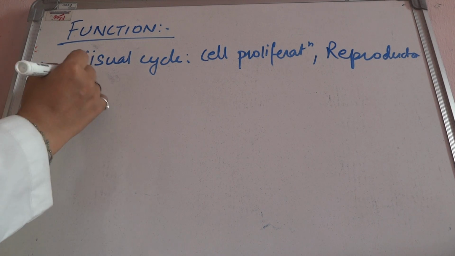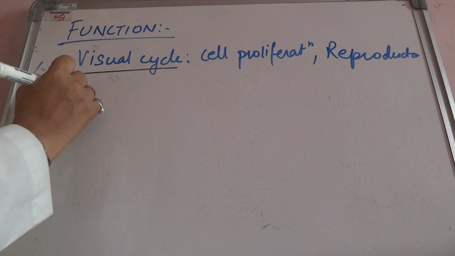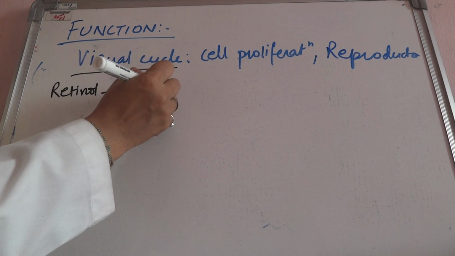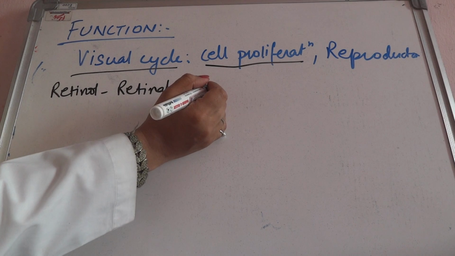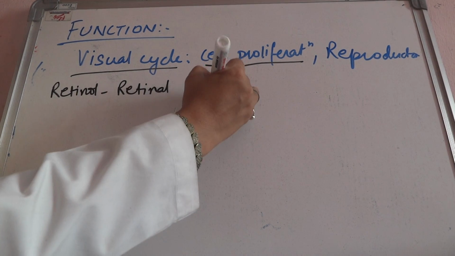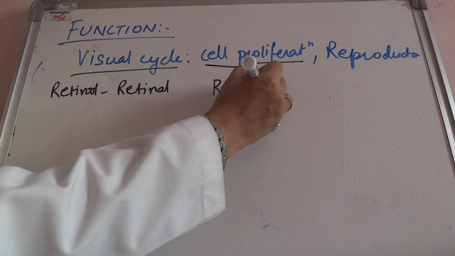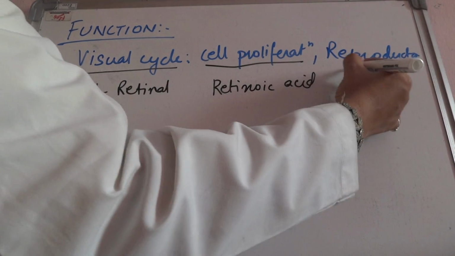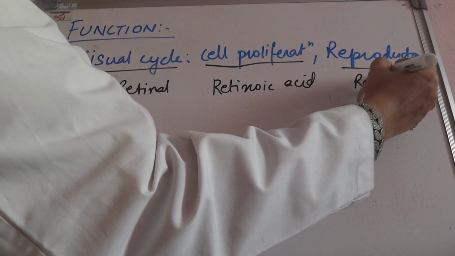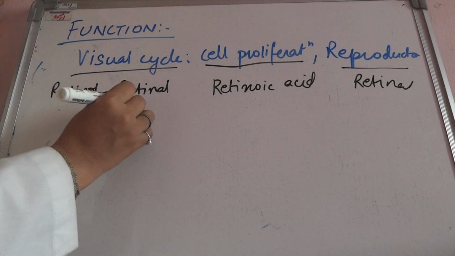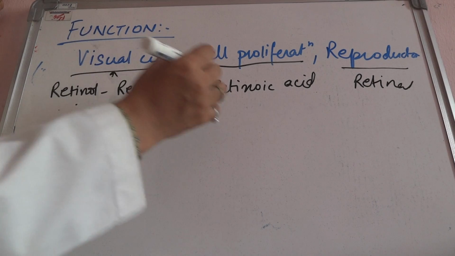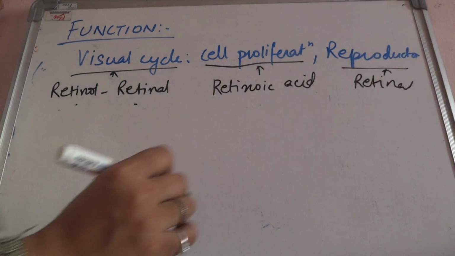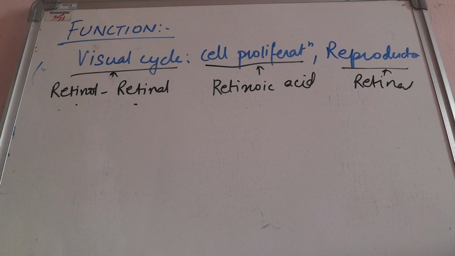retinoic acid. So in the visual cycle, we have both retinol and retinal. In cell proliferation and differentiation, we have retinoic acid. And in reproduction, we have retinal. This means that retinol and retinal will be helping in the visual cycle, retinoic acid will be helping in cell proliferation and differentiation, and retinal will finally help in reproduction.